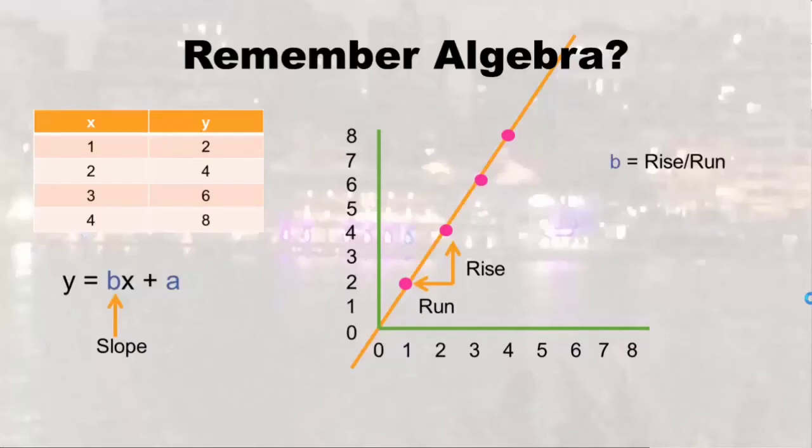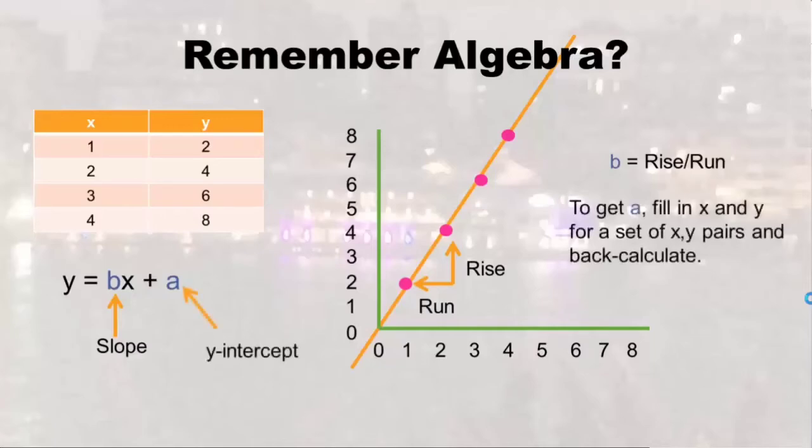What you can do in algebra, to get A, is, since you'd filled in B, you just go grab an XY pair and plug the X in and plug the Y in and plug the B you just got in and back calculate the Y intercept, right? And that's how you would get the whole linear equation. And so that's how you would do it in algebra. And I just wanted to remind you of that because we do some similar things in statistics. It's a little different, but I wanted to remind you how to connect what a line looks like with how this equation works.